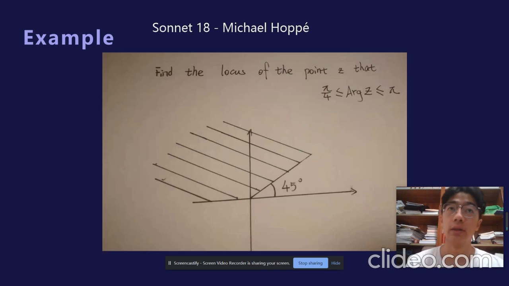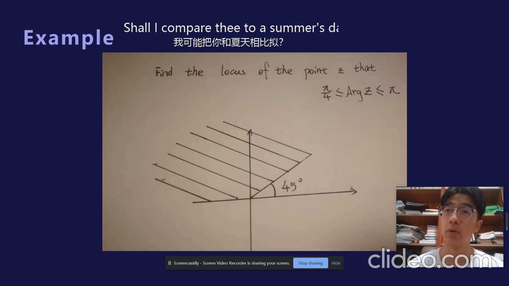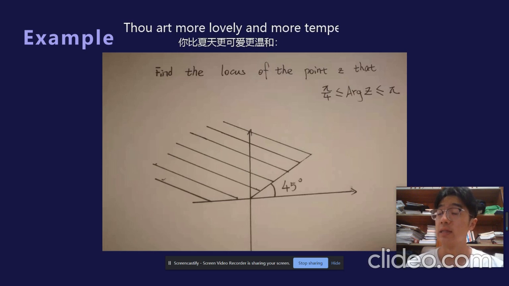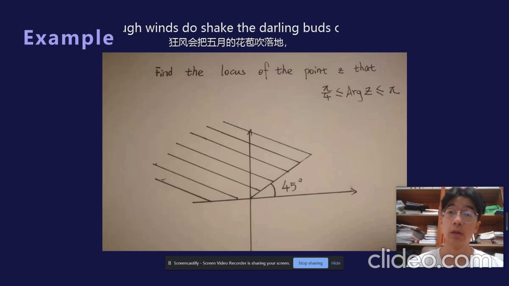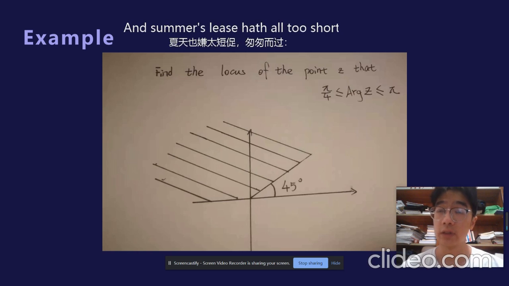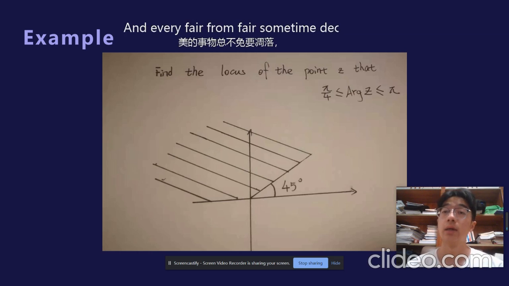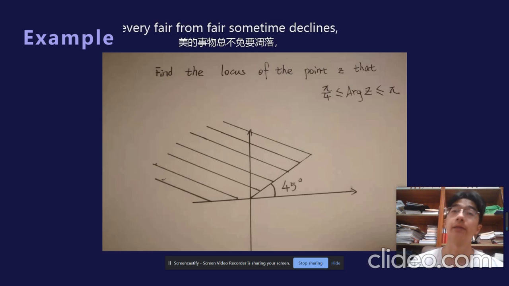Here's another example: find the locus of the point z such that the argument of z is less than or equal to pi, but greater than or equal to pi over 4. Let's sketch the graph first. The locus we need is the left part of the line, and the line makes 45 degrees to the positive x-axis.